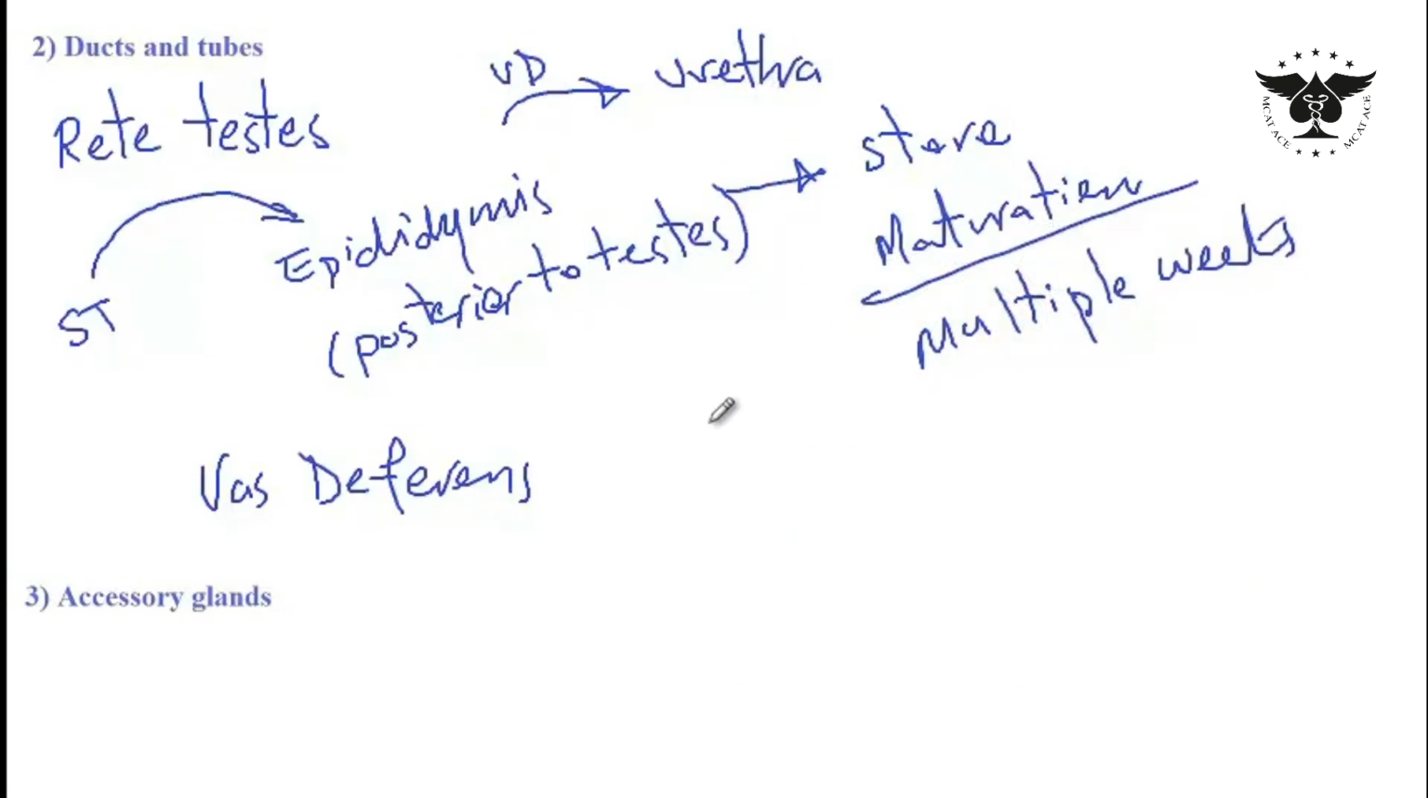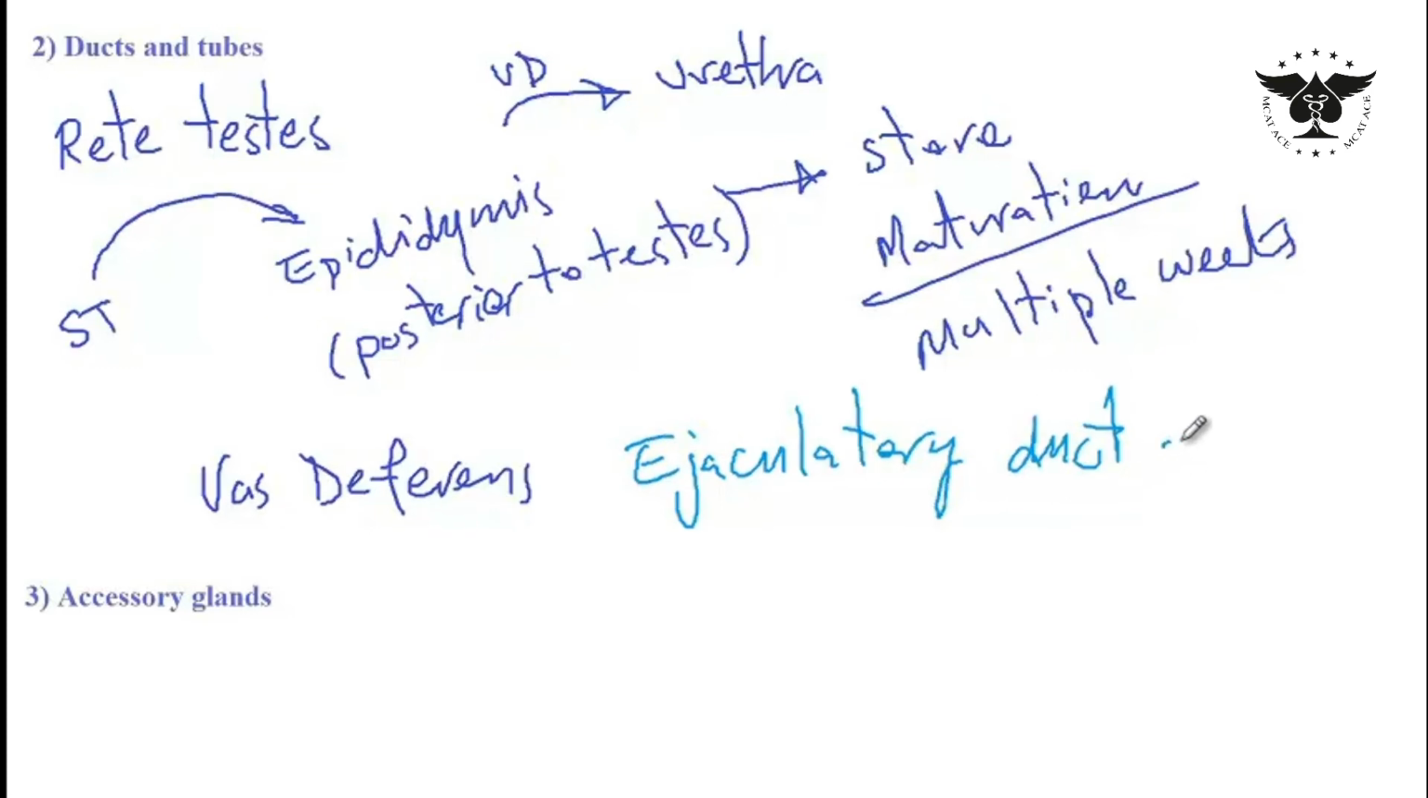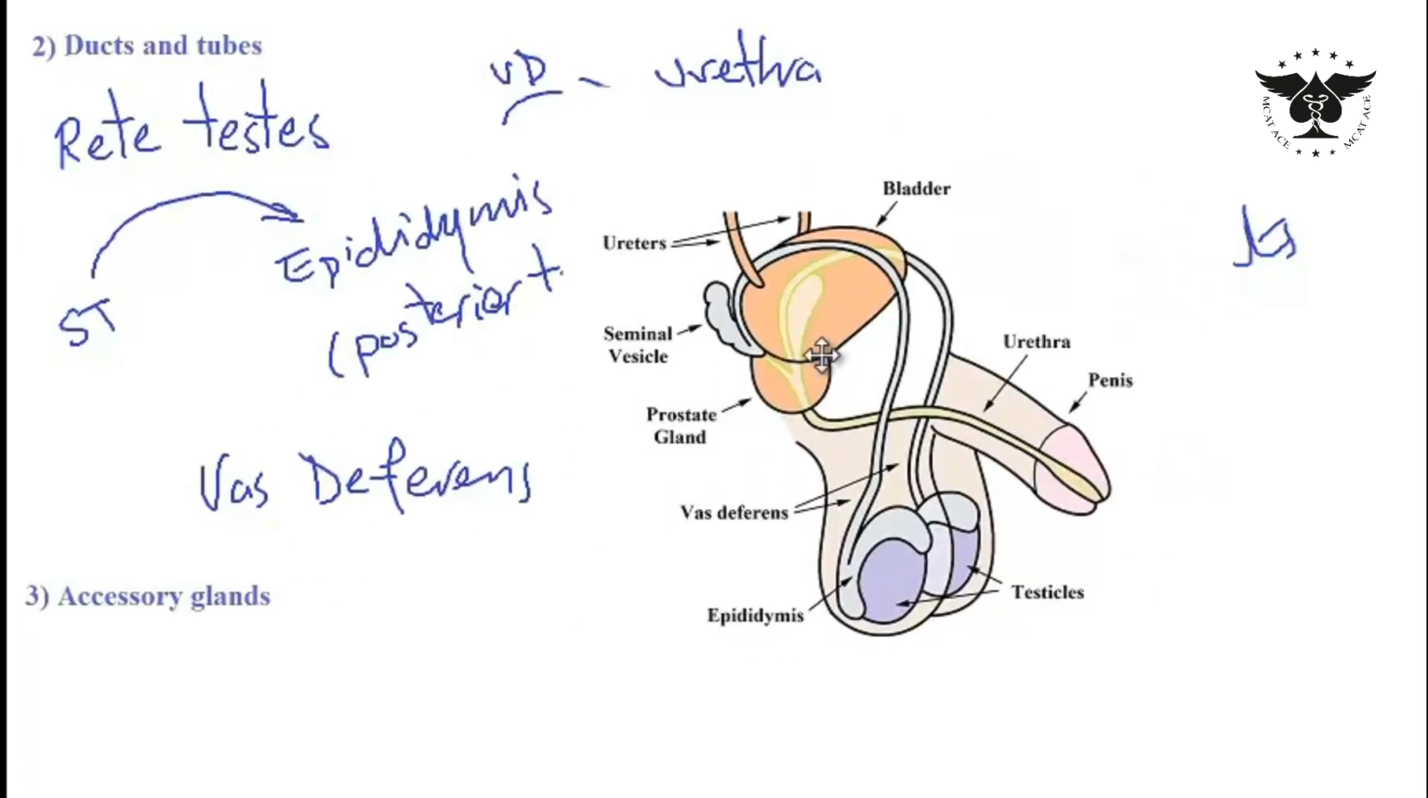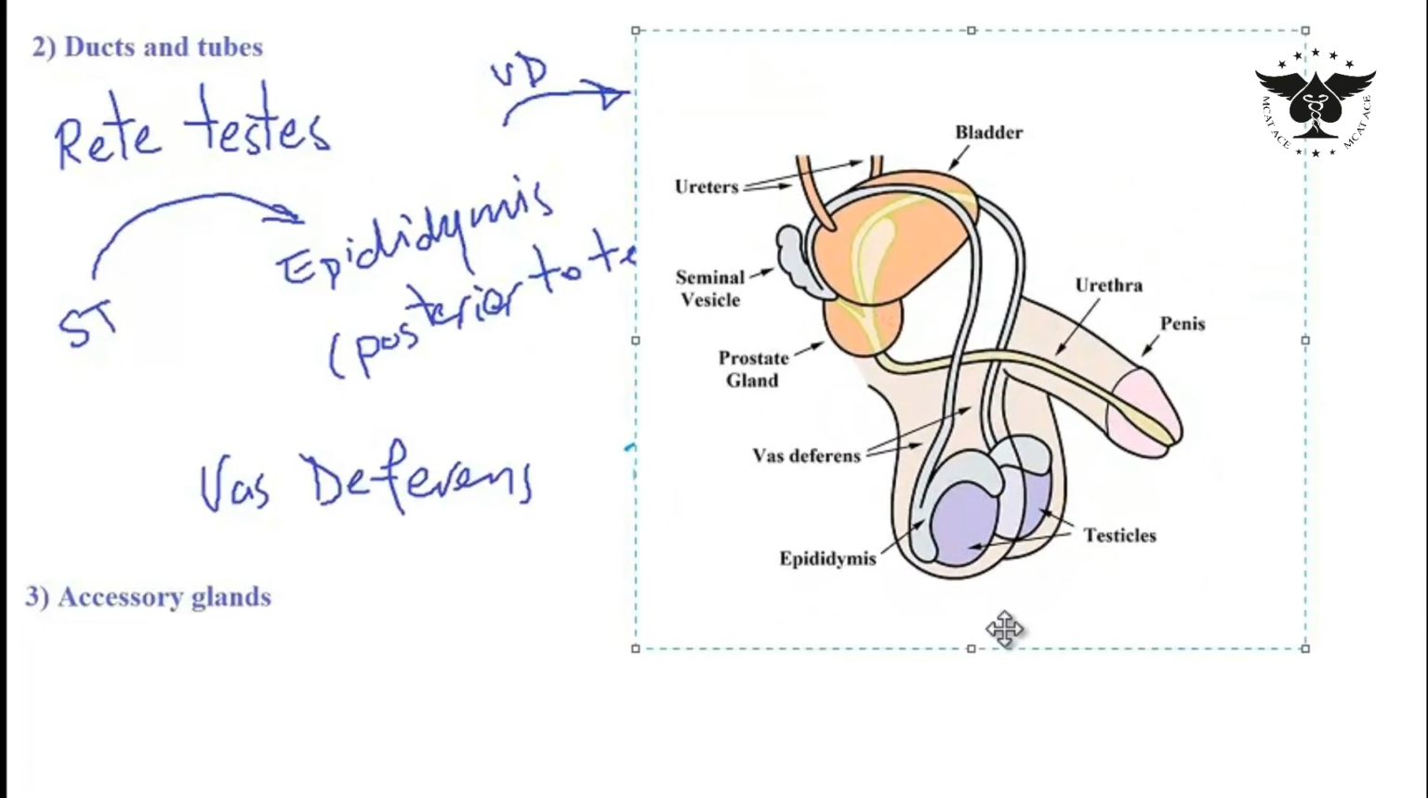And then next we are having ejaculatory duct, which is formed from the union of the seminal vesicle ducts with vas deferens. And then from here on, we are having urethra that will extend from the urinary bladder to the tip of the penis, and that would be the terminal duct for both the reproductive as well as the urinary system. So this is the image that I've shown you in the previous lecture.